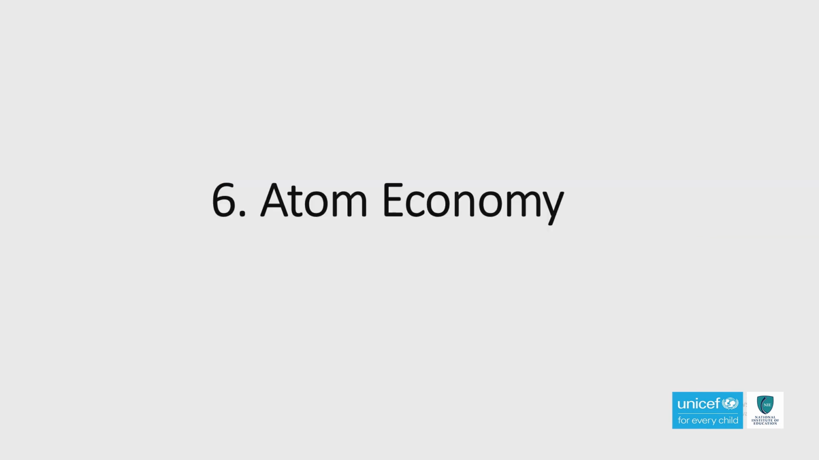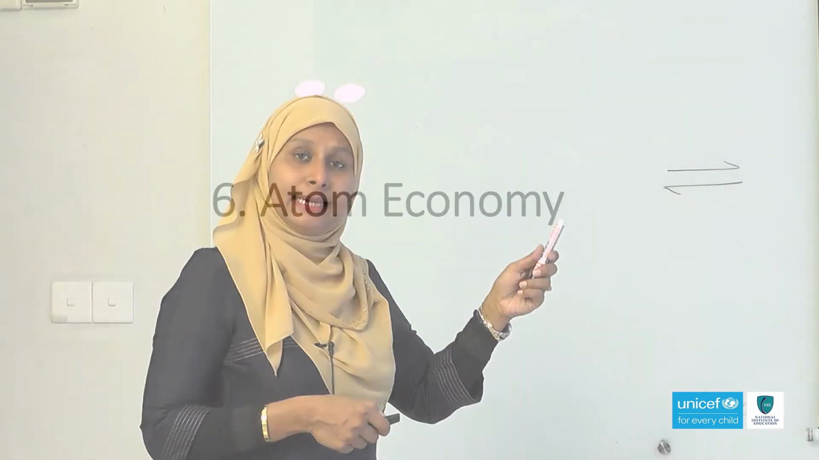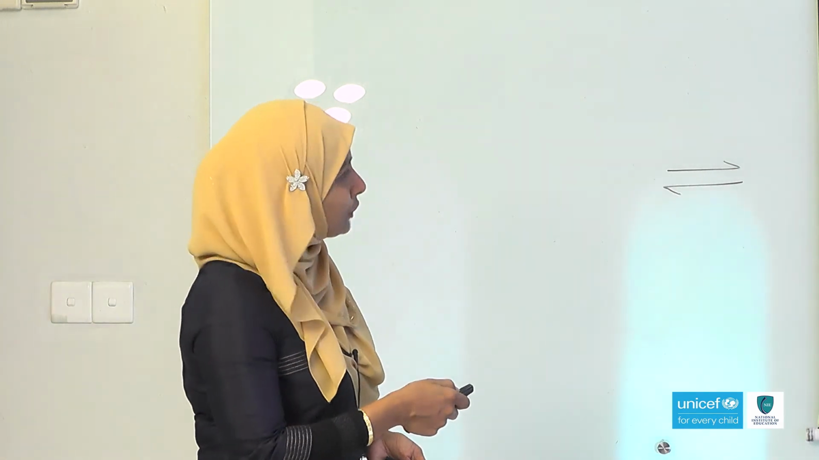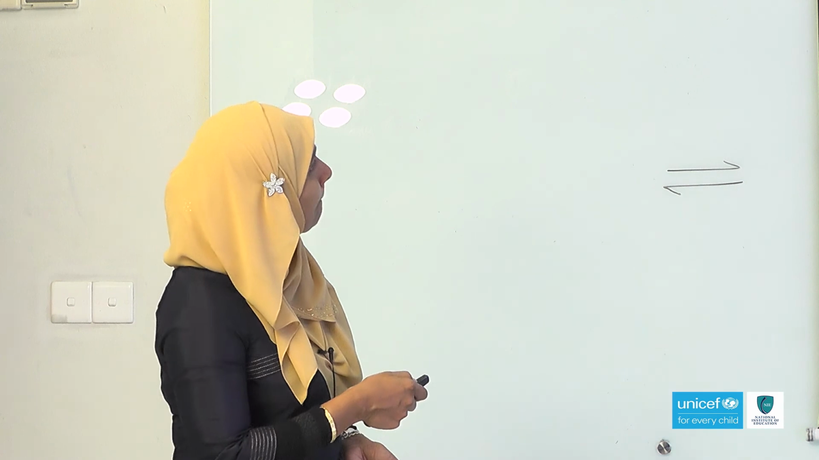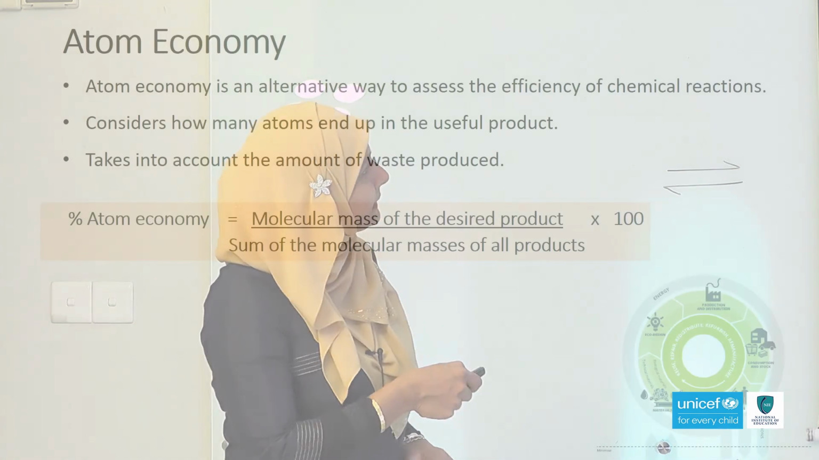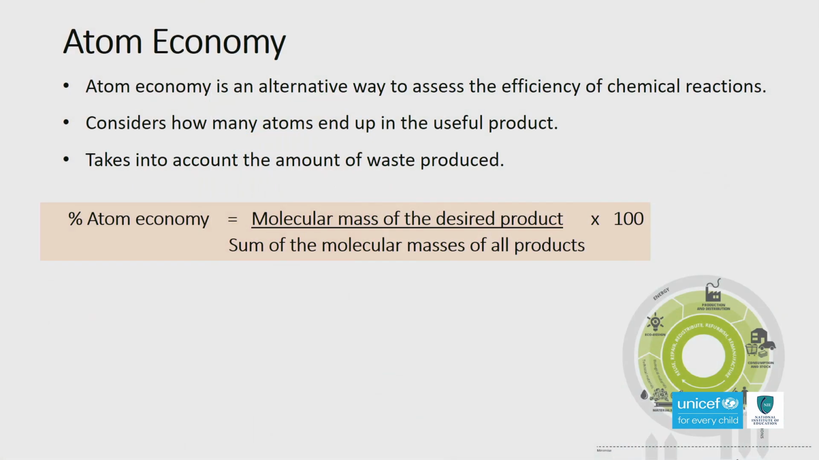Atom economy. Atom economy is also a method to work out the efficiency of chemical reactions, and this actually takes into consideration the amount of waste that is produced in reactions. It's an alternative way to assess the efficiency of reactions, and we check the atoms that end up in the useful product. Atom economy is given as molecular mass of desired product over sum of molecular masses of all products times 100.